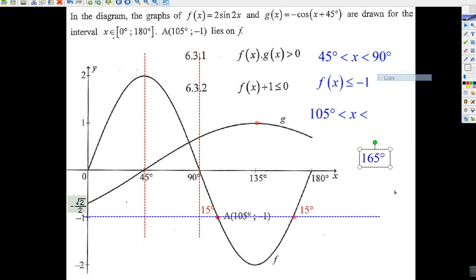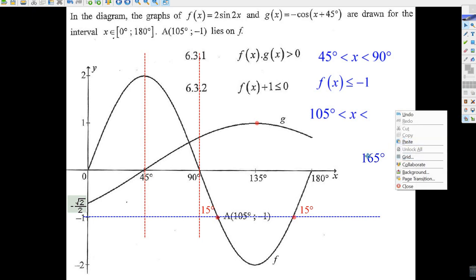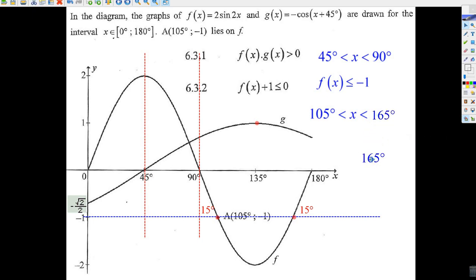I hope it makes sense that if it's 15 degrees away from 90 on one side, it's going to be 15 degrees away from 180 on the other. You see the kind of symmetry of it? Add 15 here, take away 15 there. And that's why it's 165. And there you go.